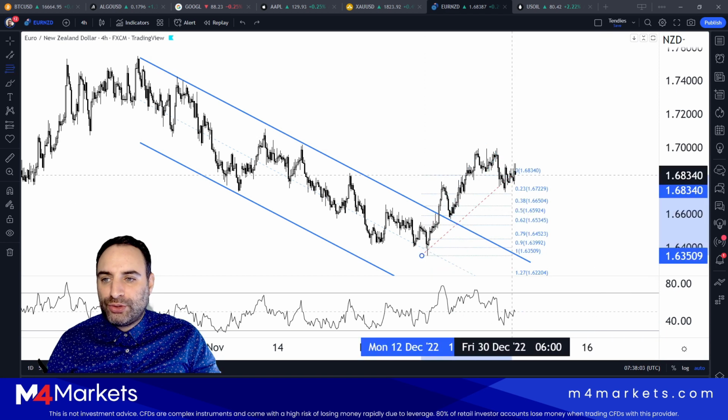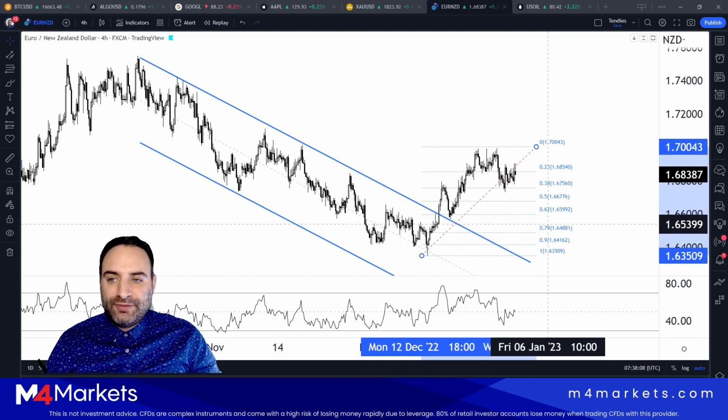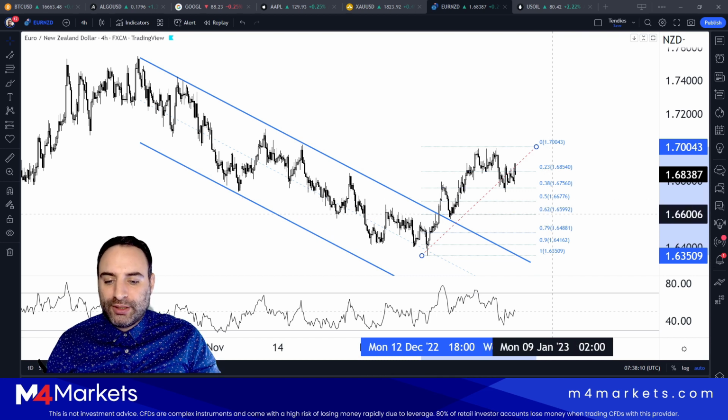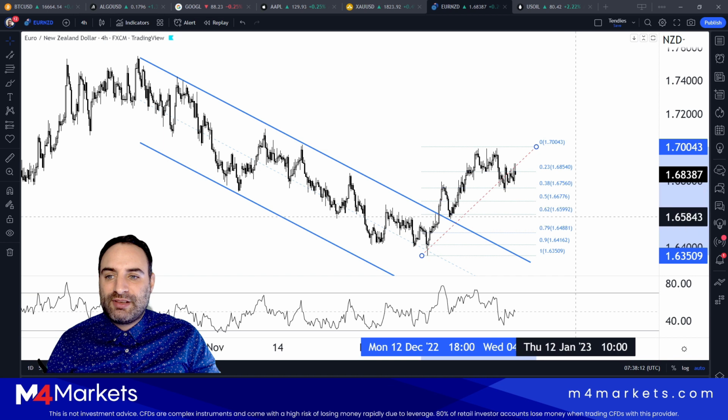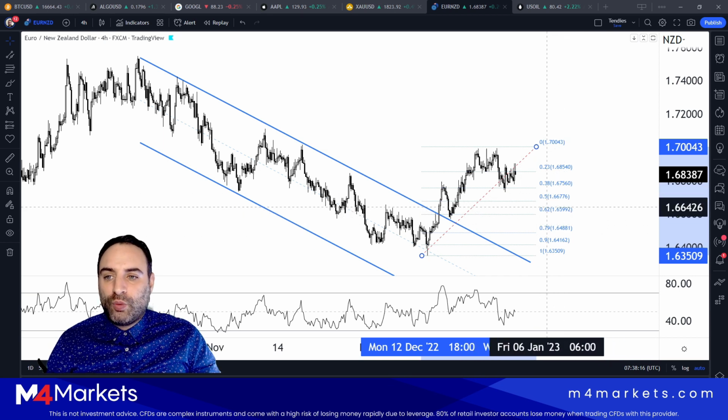Then we could see this going down to around the 50 or 61.8, which is the golden pocket. Okay, so 166.77, 166 perhaps as well, could be a level where we're going to see a bounce.